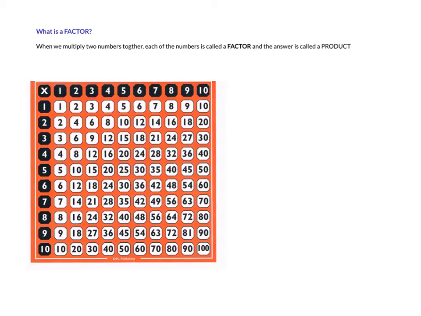Today we are reviewing factors and numbers. First off, what is a factor? A factor is when we multiply two numbers together. Each of the numbers is called a factor, and the answer is called a product. Let's look at a number together.